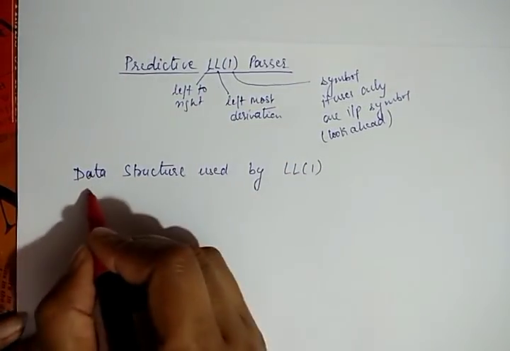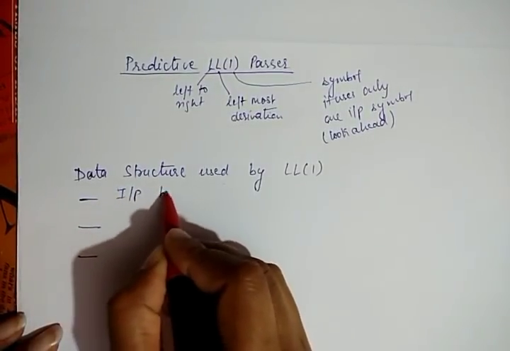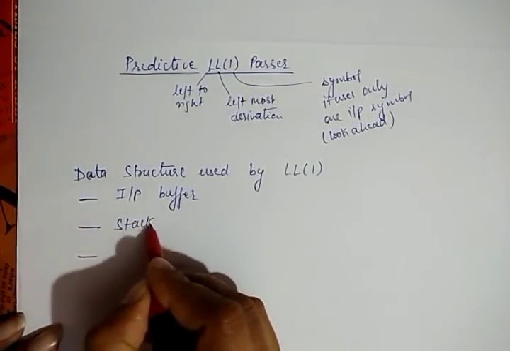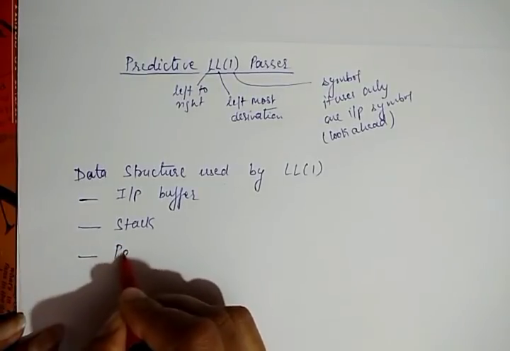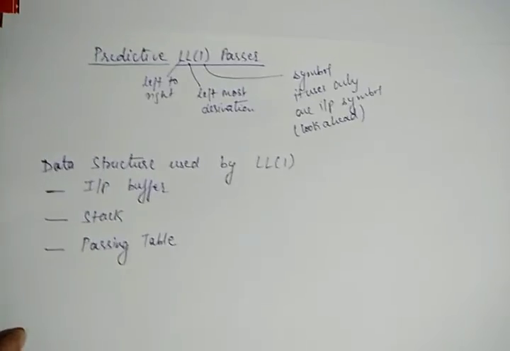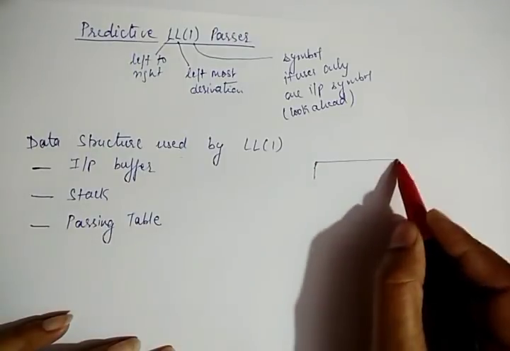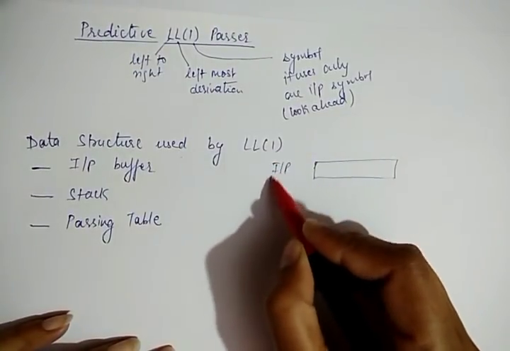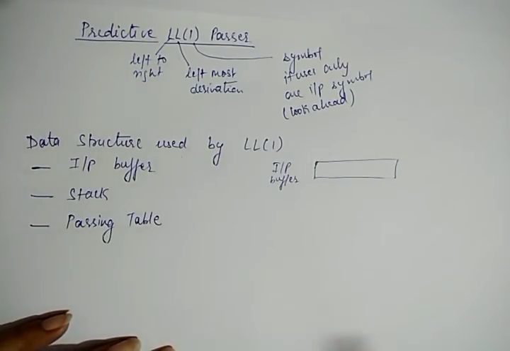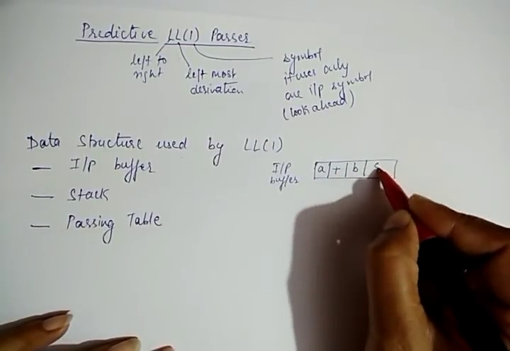The next thing is the data structures used by the LL1 parser. There are three data structures we are going to use. One is the input buffer. Second is the stack. And third is the parsing table. If I draw a diagram of these data structures, the input buffer is shown like this, and in this input buffer we store the input tokens, for example A plus B and dollar.